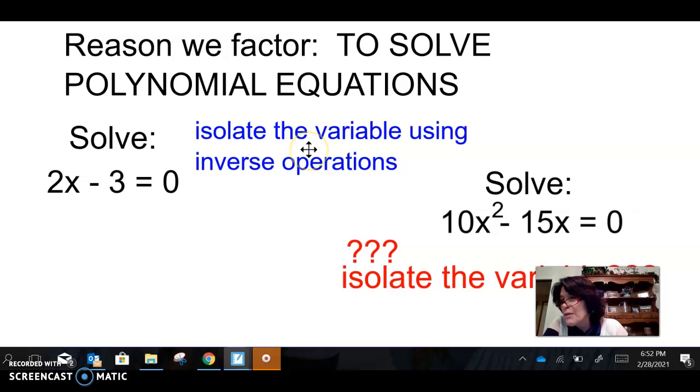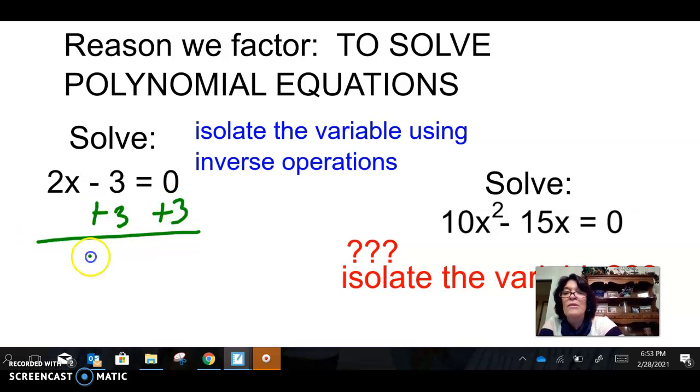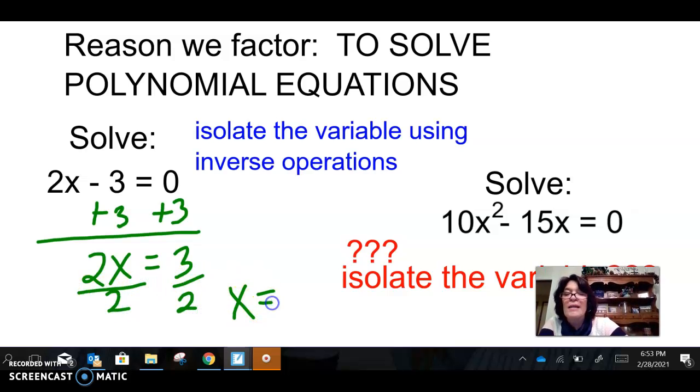The reason we're doing all this, guys, actually is to solve polynomial equations. Now, we learned how to solve equations back in Algebra 1, something like this, 2x minus 3 equals 1. We know we isolate the variable by doing inverse operations. So to get rid of the minus 3, I add 3. To get rid of multiplying by 2, I divide by 2. And my answer is x equals 3 halves or 1 1/2, 1.5, however you want to write it.